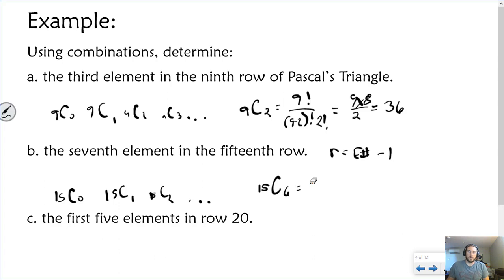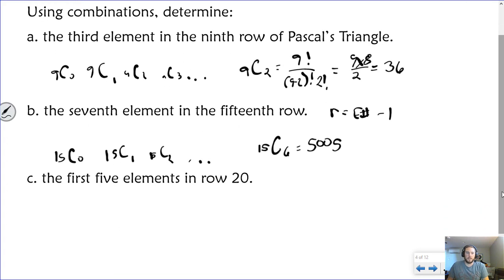We could do our formula. Now it's going to be a little bit easier just to use your calculator. So if I do 15C6, I get 5,005.